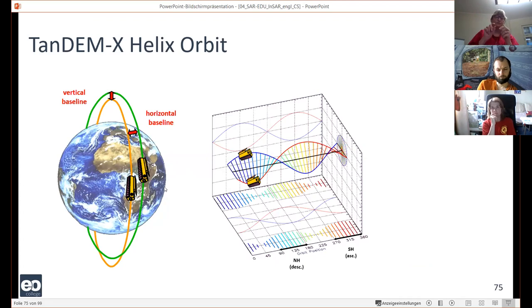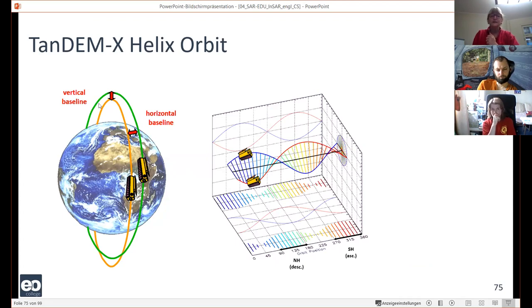Okay, one other thing is you cannot let them fly behind each other, then the baseline requirements would not be fulfilled. So the orbit engineers came up with this idea to have the two satellites fly in this helix pattern.